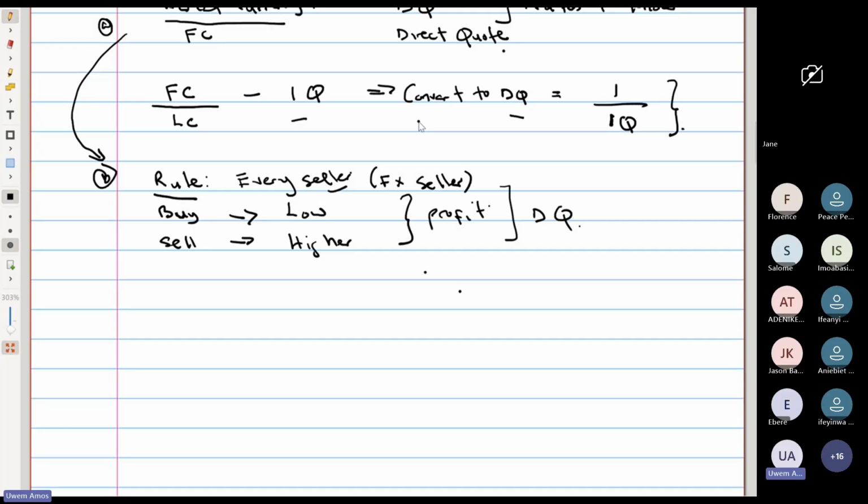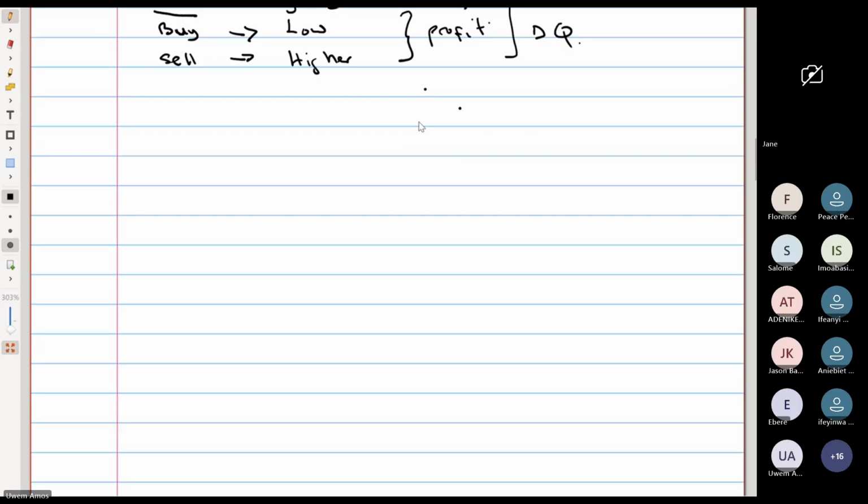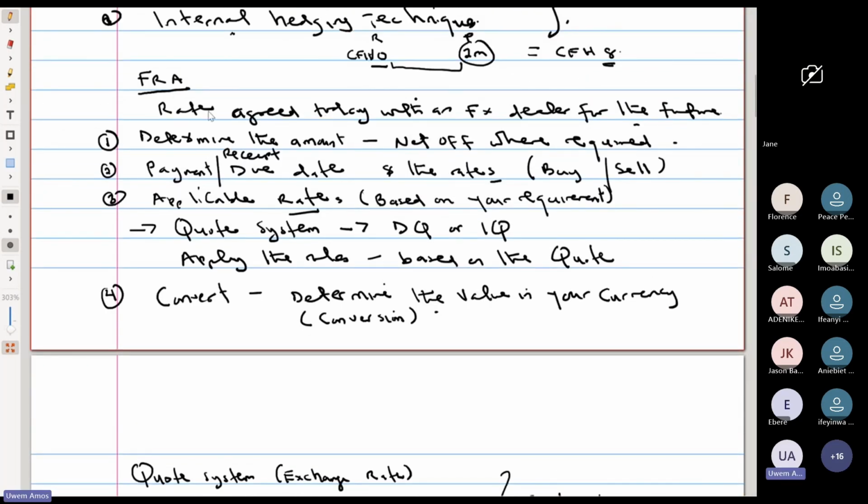Okay, so that's our first method. Let's move on to our second method, which is futures. Let's spend a few minutes, just like we did with forwards, to explain what futures are and the steps you would take. Once you stick to the steps of FRA, you can't go wrong. So let's do the same thing for futures quickly in very few minutes as well.